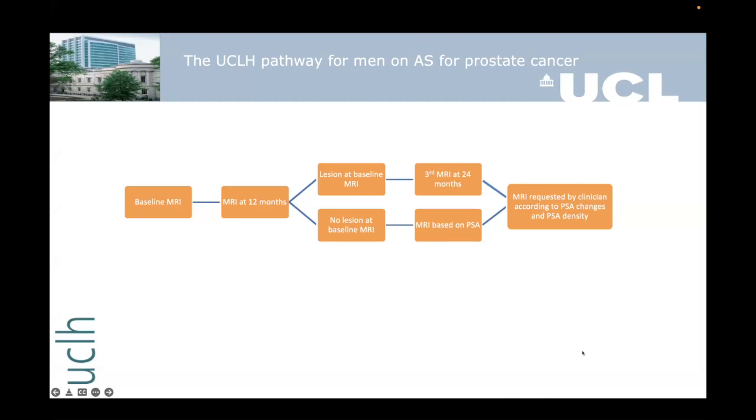Yeah, looks reasonable. So basically, I think here, Veeru, correct me if I'm wrong, the key thing here is the visibility of a lesion at baseline. So basically, you have a baseline MR, and then you have an MR at 12 months. Then if you have a visible lesion at baseline, you will have a third MR at 24 months. If you do not have any visible lesion at baseline MR, it's based on PSA density or other PSA changes. Because we have seen in our cohort that if you don't have a visible lesion on MR, you tend to progress less than those with a visible lesion on MRI, both for Gleason 3+3 and 3+4.